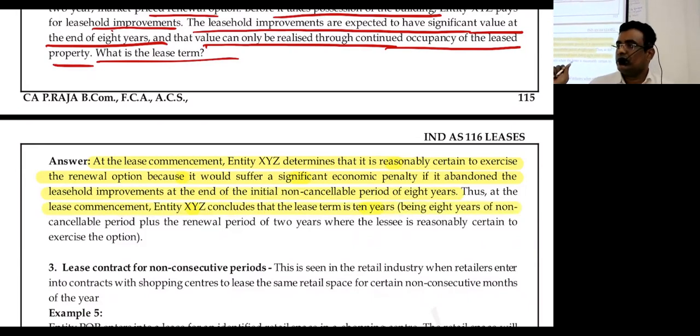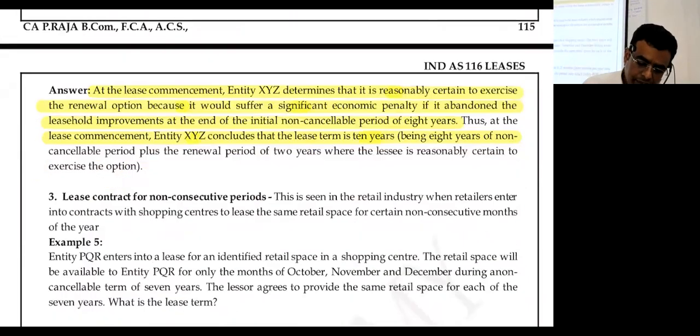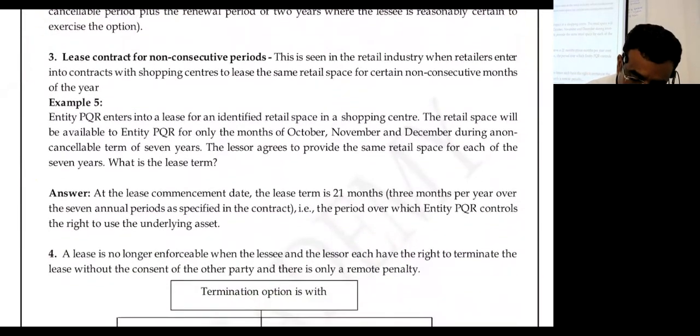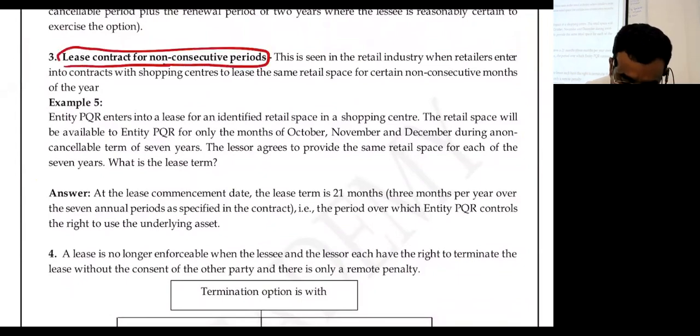I hope you are clear now. Lease term concept is clear. How to identify the lease term is clear or not clear? Now, lease contract for non-consecutive period. Non-consecutive period. Now we'll understand this.